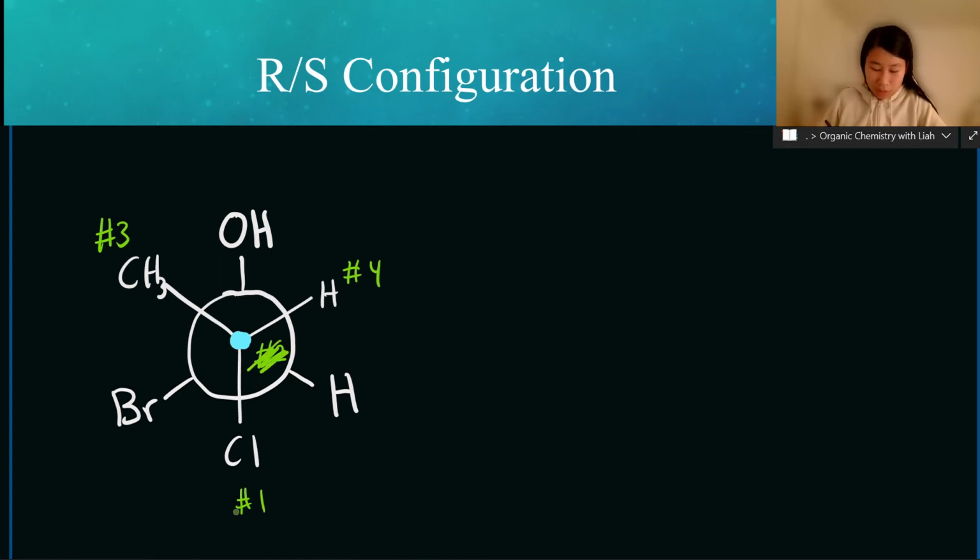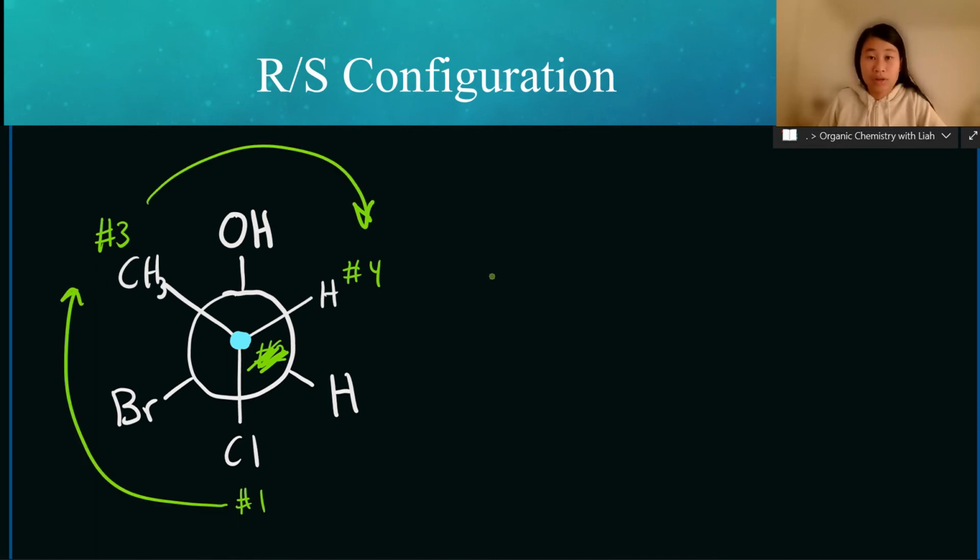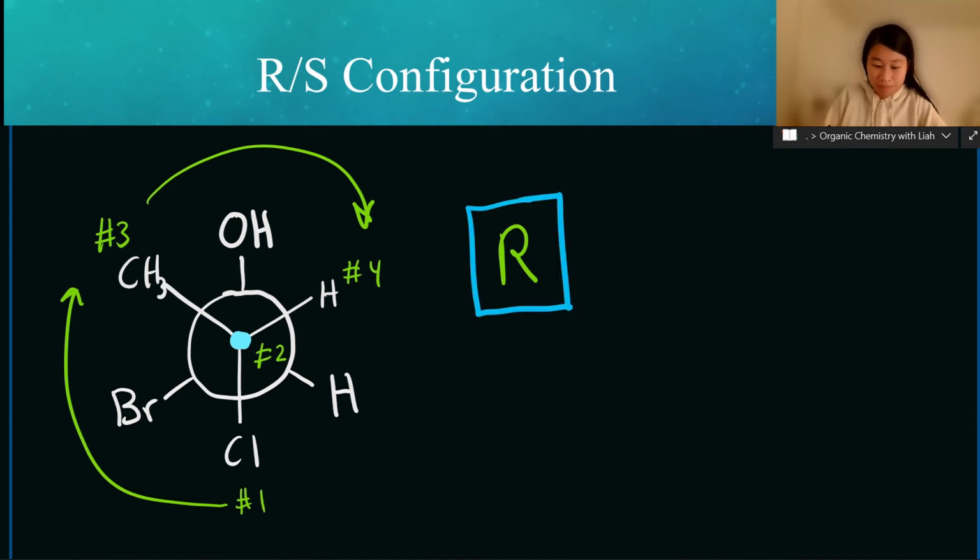Now let's go from lowest to highest number. So we're going to go from 1 to 3 to 4. This is a clockwise rotation, which tells us it's R. Now let's see what's on the back. On the back we have number 2, an even number, therefore our configuration R will remain the same. Now see if you can find the configuration for the back carbon.